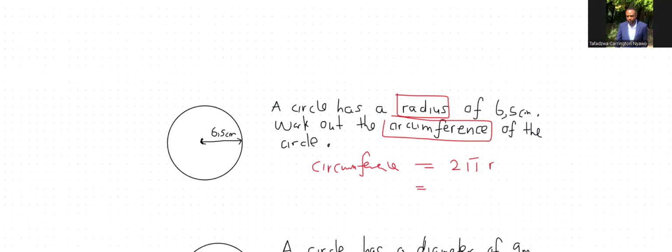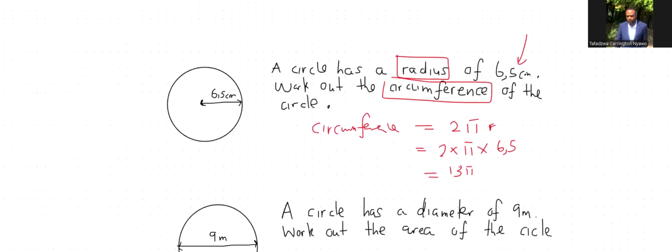So 2 pi r, I'm going to write my 2 times then pi. This r here stands for radius. And what is my radius? My radius is 6.5. So I'm going to say times 6.5, which is going to give me 13 pi. All right, which gives me, to two decimal places, 40.84.